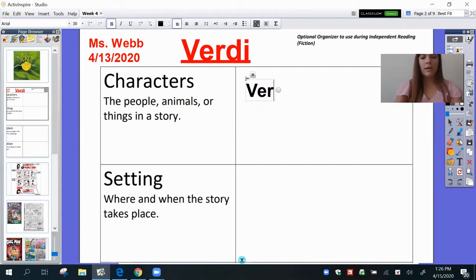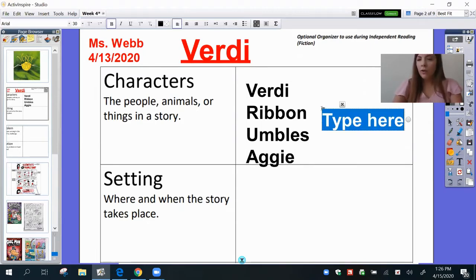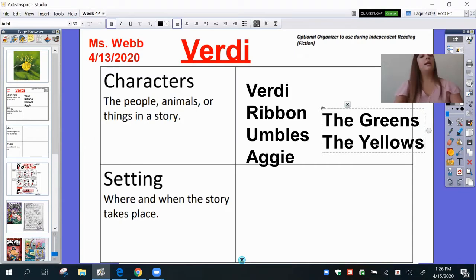You said Verdi, you're correct, he's the main character, right? Remember, there were also 3 snakes in the story as well. You remember? Ribbon, Umbles, right? Yeah, and Aggie, okay? And then also, they would refer to the snakes, remember, as the greens or the yellows. Now, it's not a particular snake. It's just, remember, if you were the yellows, you maybe were just born, just hatched out of the egg, you're a baby, right? And then when you get to turn green, you're more of an adult, you're growing up, okay?